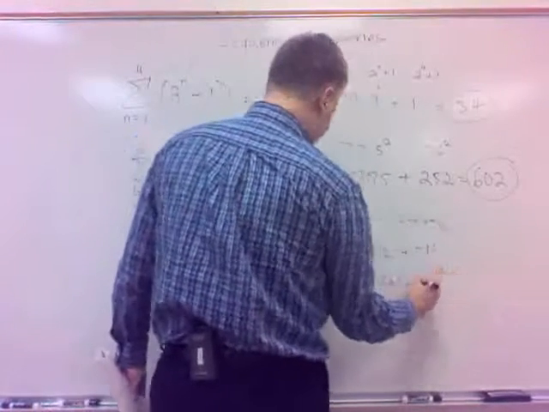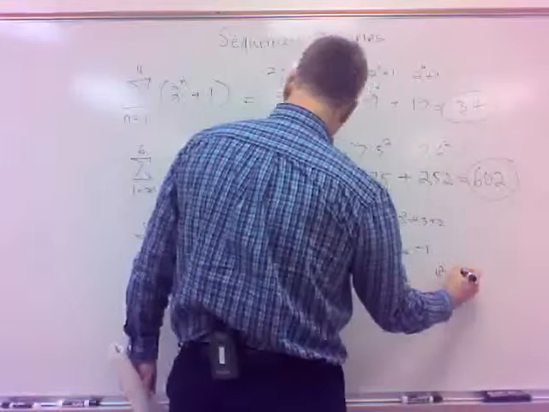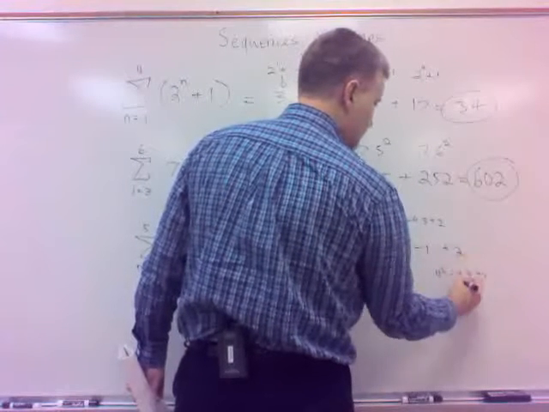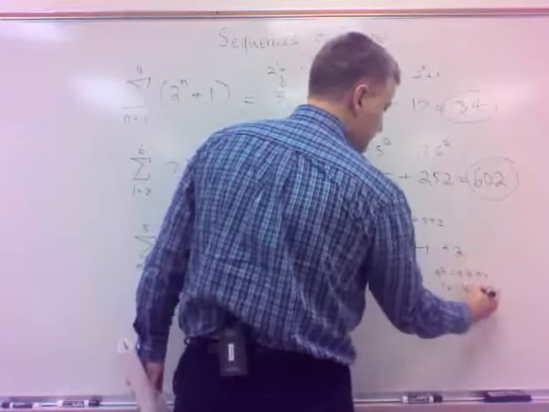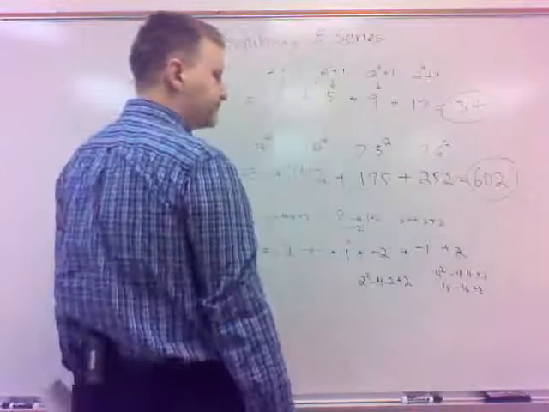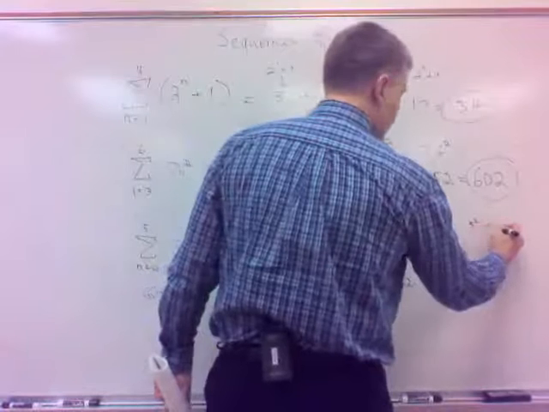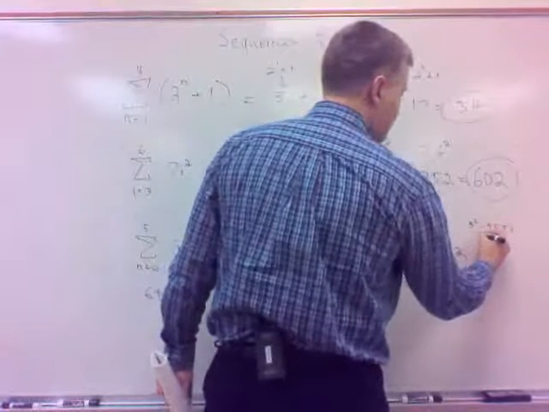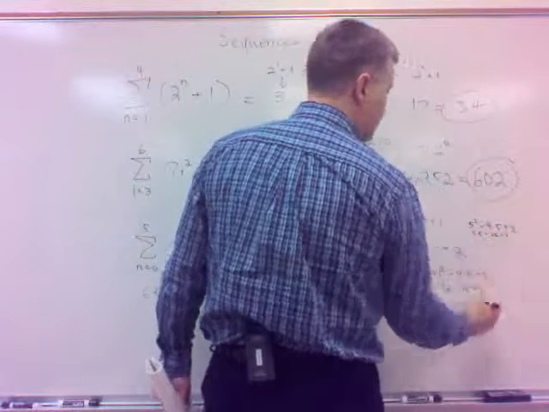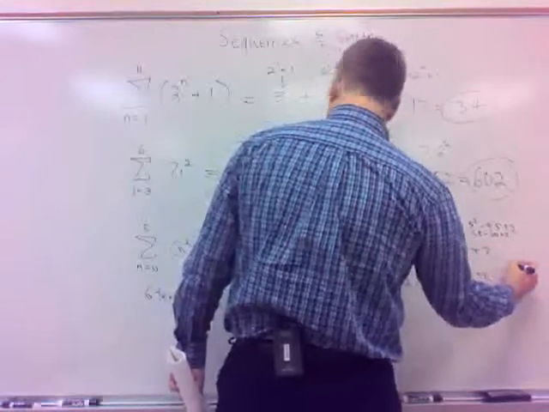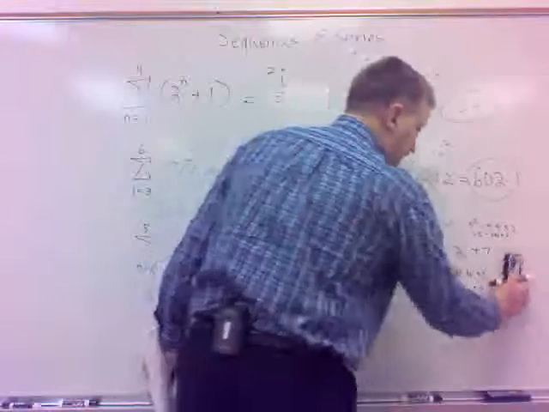Fourth one, n equals 4. 4 squared minus 4 times 4 plus 2. That one's back to 2. 16 minus 16 plus 2, right? Fifth one is 5 squared minus 4 times 5 plus 2. 25 minus 20 plus 2. That's 7. And that's the last one. We only go to 5 there. Okay?